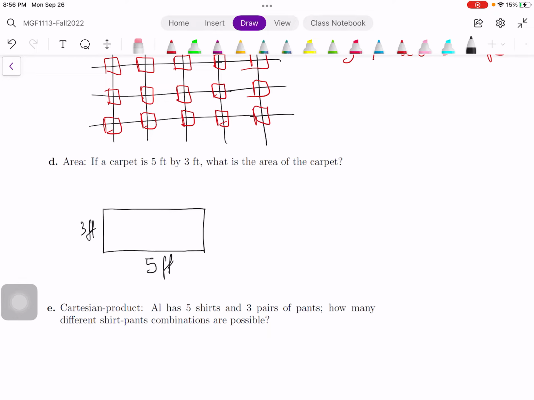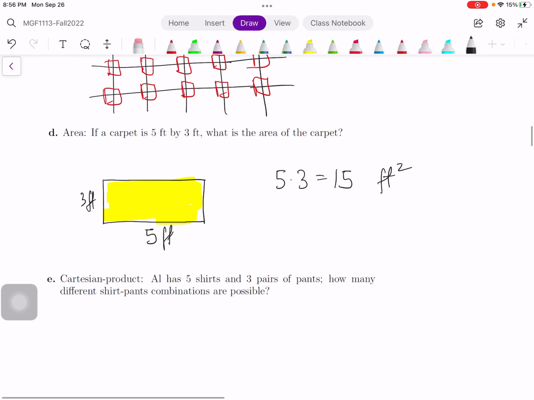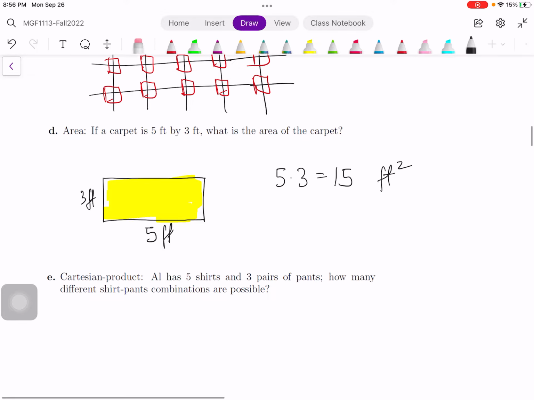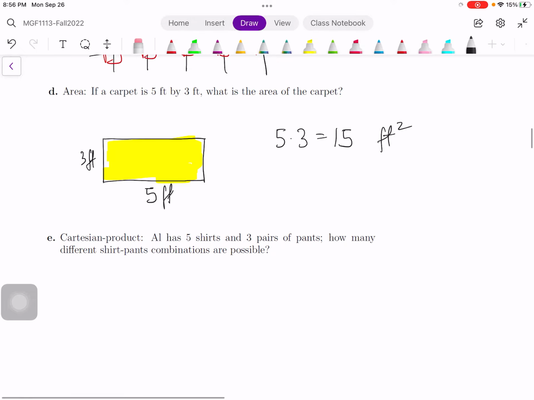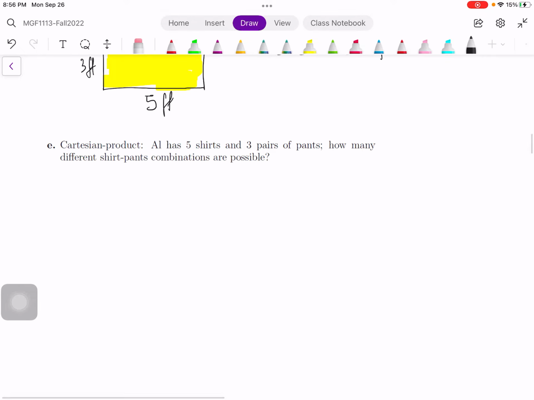That's your carpet. So what's the area of this carpet? Well, it's 5 times 3 or 3 times 5, either way is the same thing, which is 15 square feet, right? The units are not that important here, but just to demonstrate that the area is 5 times 3. And finally, the Cartesian product model.